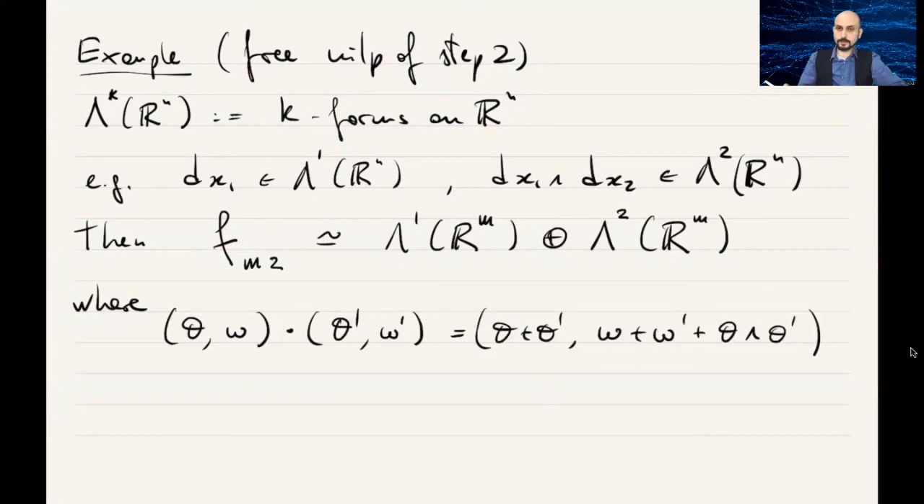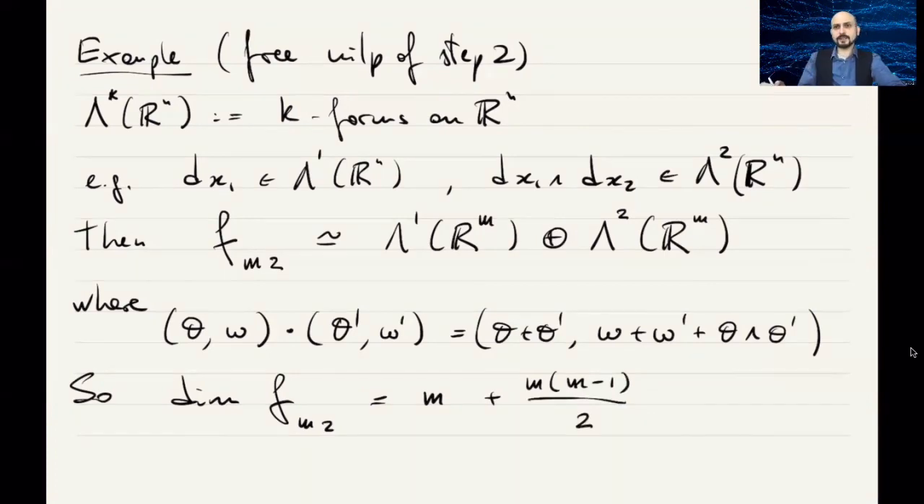It is this one. So in particular, we can also calculate the dimension of Fm2, which is the number of 1-forms plus the number of 2-forms. How many times we can choose two elements among m without specifying the order.